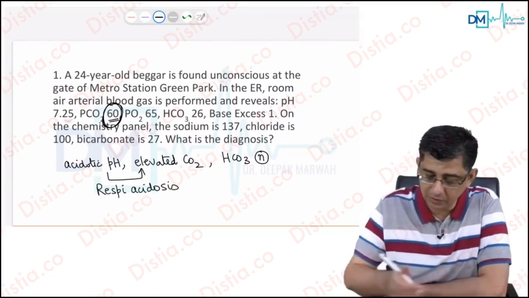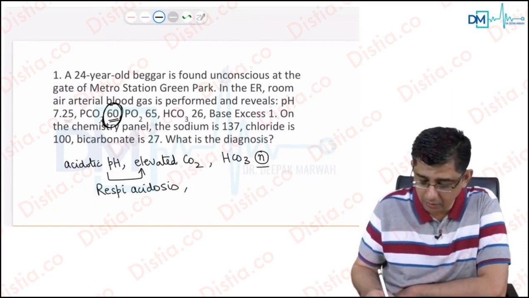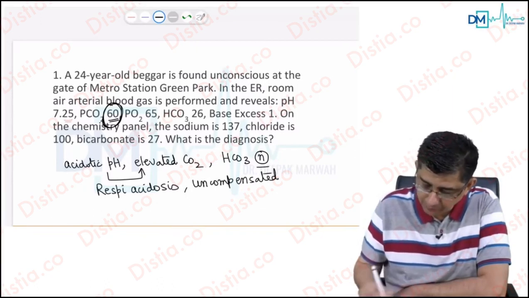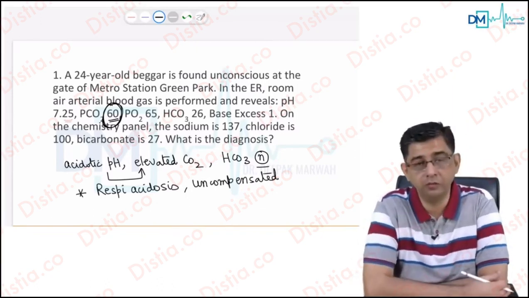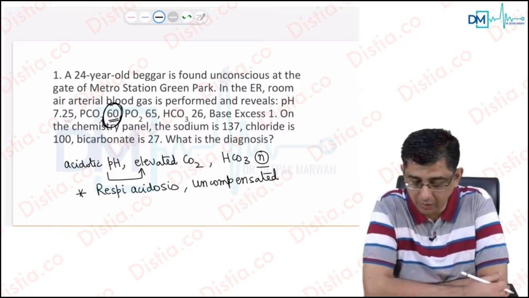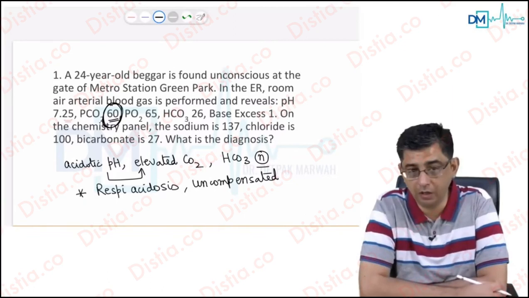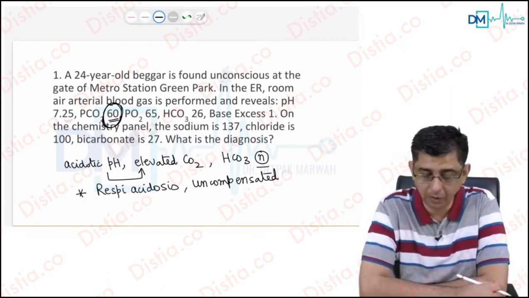Since in this person bicarbonate values are normal, therefore, this patient is having uncompensated respiratory acidosis. The answer to your question would be uncompensated respiratory acidosis. Why? Because the bicarbonate values have not increased in the mathematical equation that it ideally should.